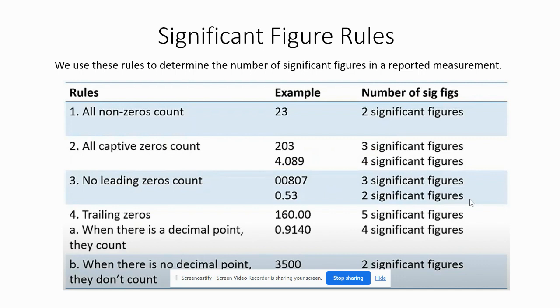For trailing zeros, when there is a decimal point involved, such as in these two examples, the zeros are significant figures. In this example, where there is no decimal point, the zeros are not significant figures. So 3,500 only has two significant figures.